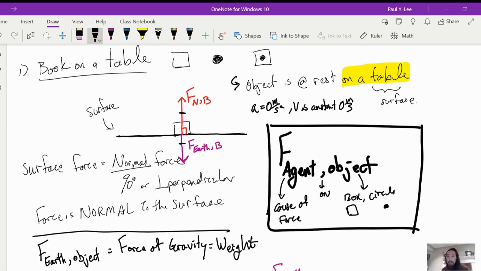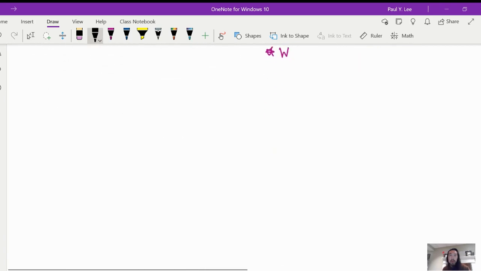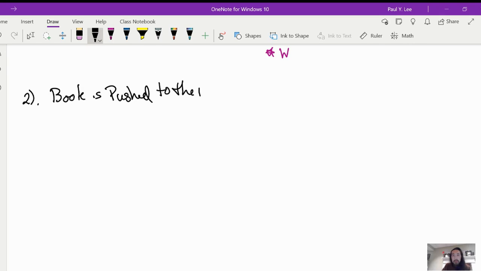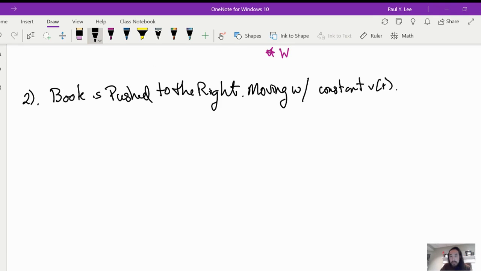All right, so let's do another scenario. Let's do 2. So let's say we have here: book is pushed to the right. So this is my verbal, right? Book is pushed to the right and it's moving with constant positive velocity. Okay, so if we're moving with constant positive velocity, this means that your acceleration is 0 meters per second squared.